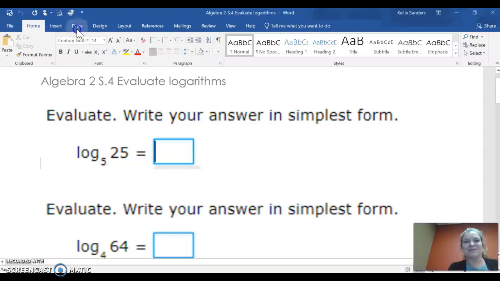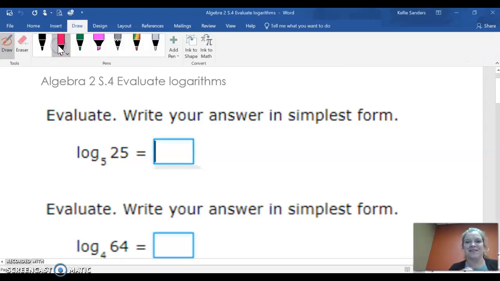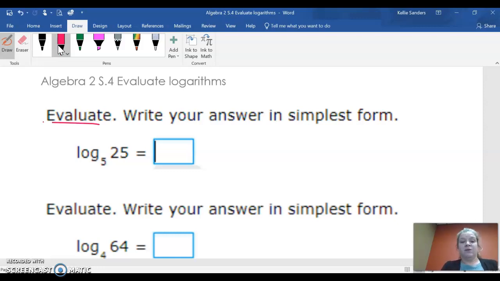All right, now we're going to be doing the fun stuff. We're actually going to be thinking about what is going on, and we are evaluating, and it says write your answer in simplest form. So evaluate. So what is this talking about? How do we pronounce it? How do we say it?